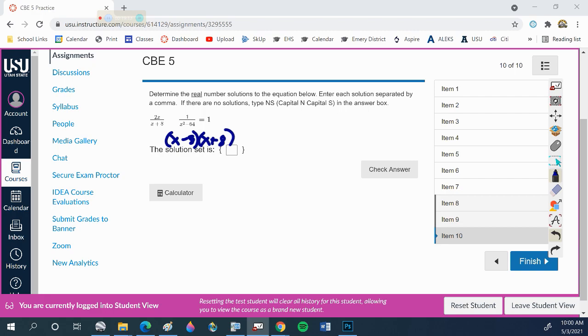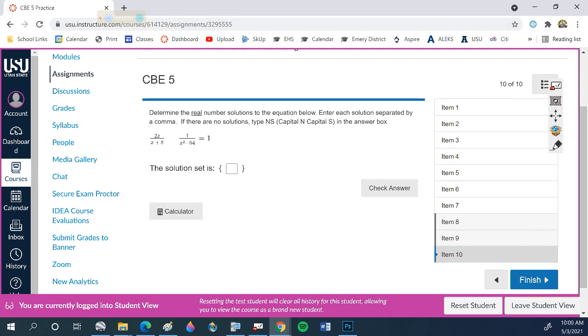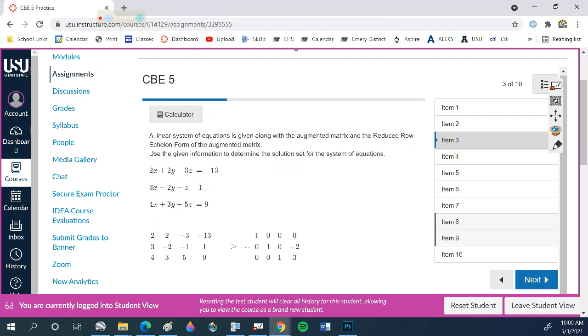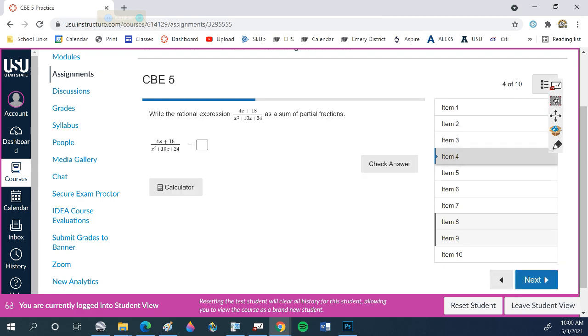Do you guys want to see this one, or do you want to see the partial fractions? Okay. Is that number 1? Nope. Number 4. There we go.